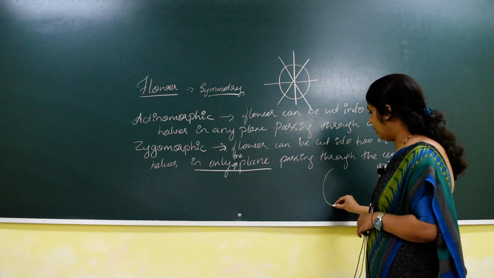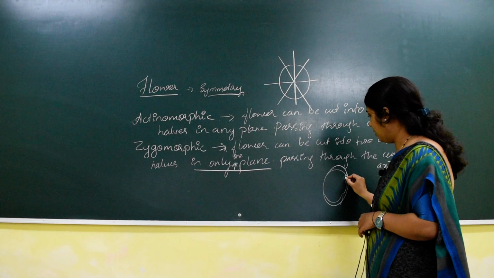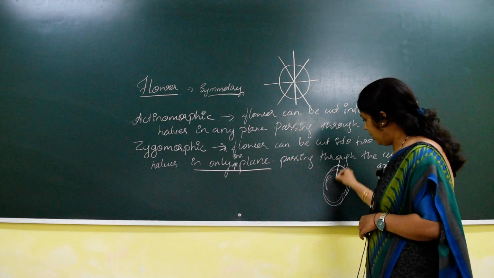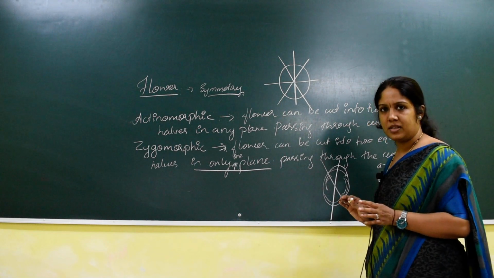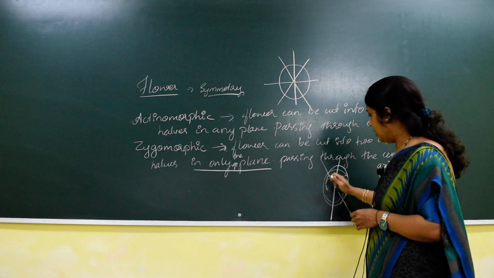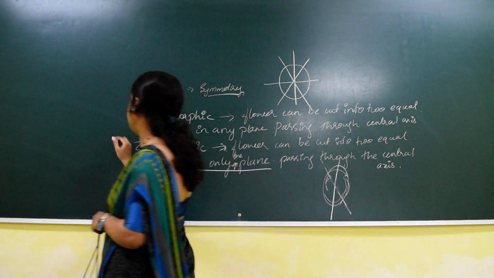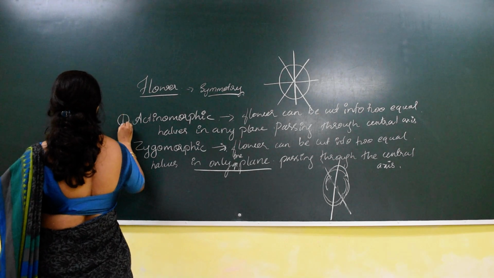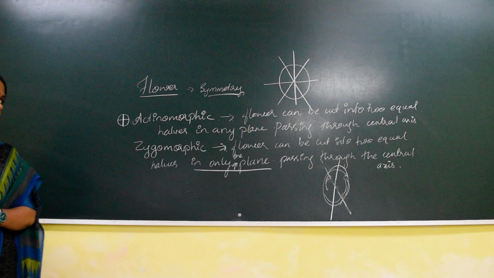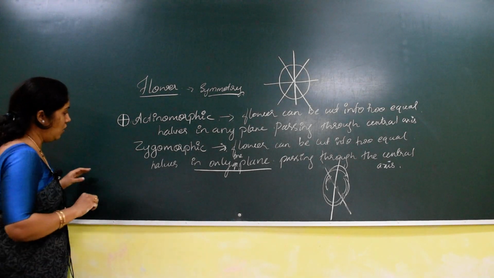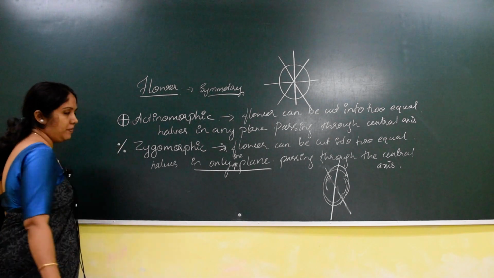Let us take this as the whorls of a flower. This flower can be cut in only one plane to get 2 equal halves. If we cut in any other direction, we won't get the 2 equal halves. That condition is called zygomorphic. And actinomorphic is represented by a symbol: a circle with a plus symbol inside it. This is the symbol which represents actinomorphic, whereas zygomorphic is represented with the symbol of a percentage.